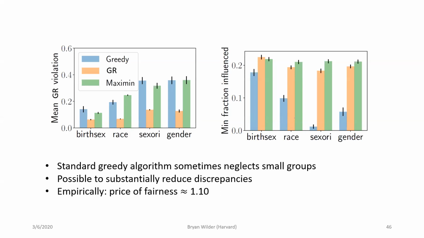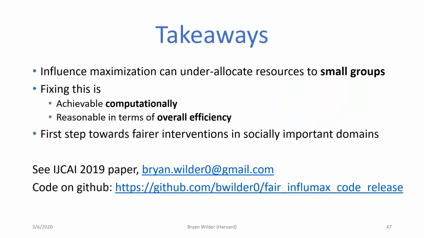In particular, the group rationality algorithm both reduces violations of group rationality and also has a fairly high minimum fraction of nodes influenced. And we find that this doesn't come at too bad a cost empirically. So the price of fairness is around 1.1. So we're losing on the order of 10% of the possible influence that we could have gotten in total, which is not too terrible. So the takeaways from this piece of work, I think, are that influence maximization can sometimes underallocate resources to smaller groups in the population, but that fixing this is both very achievable computationally and comes at a reasonable cost to overall efficiency.